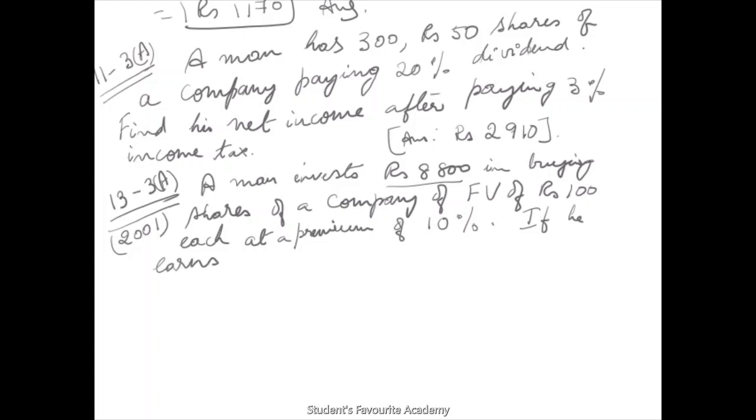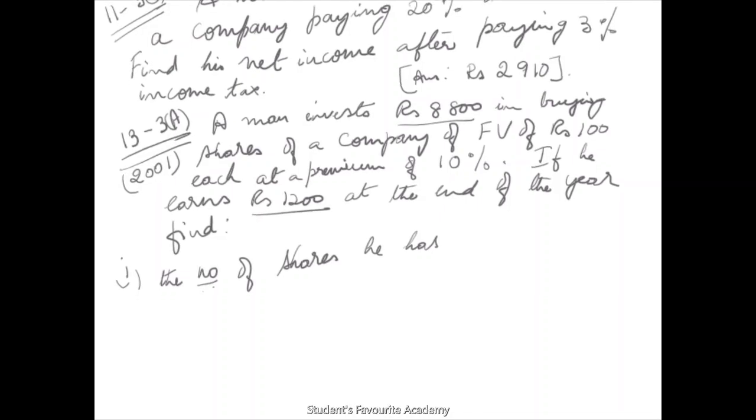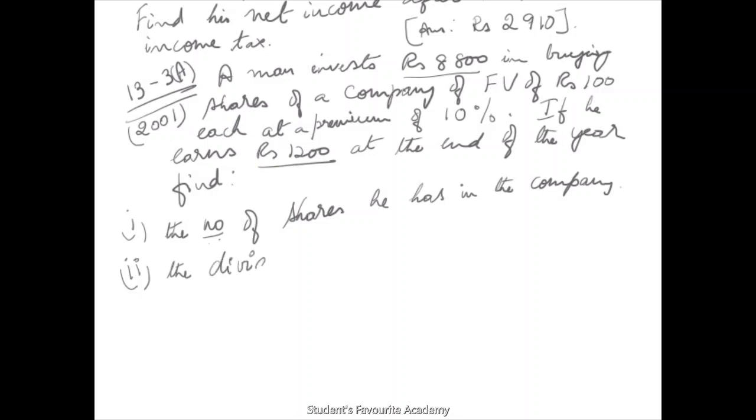If he earns rupees 1200, so this is the dividend he earned at the end of the year, find one, the number of shares he has in the company. Second, the dividend percent per share.